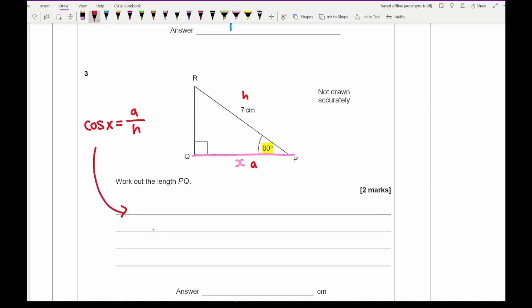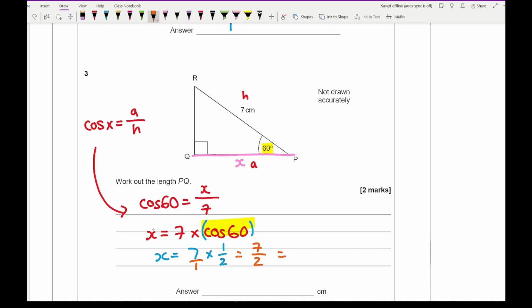Then substituting those numbers in, I've got cos 60 equals X over 7. So then X equals 7 times cos 60. Now, knowing that cos 60 is one of the exact values of trig I need to know, and cos 60 is a half. So I've got 7 times a half. So then if I turn that 7 into a fraction, it becomes 7 over 2, which is 3.5 centimeters. I can either write it as 7 over 2 or 3.5 centimeters.